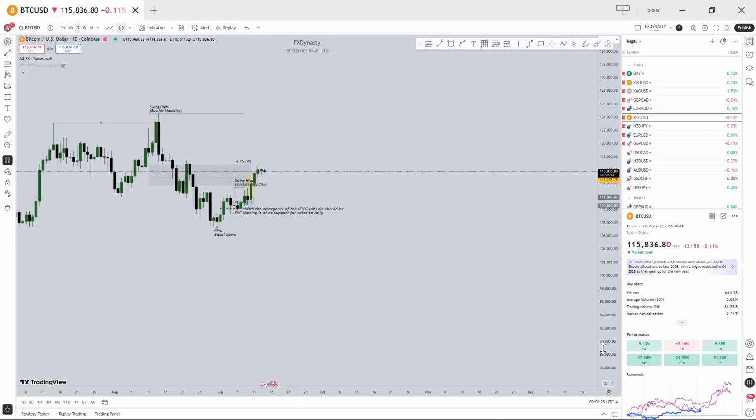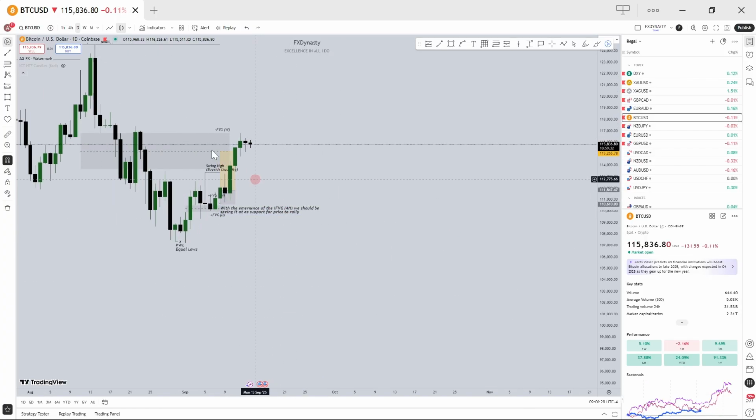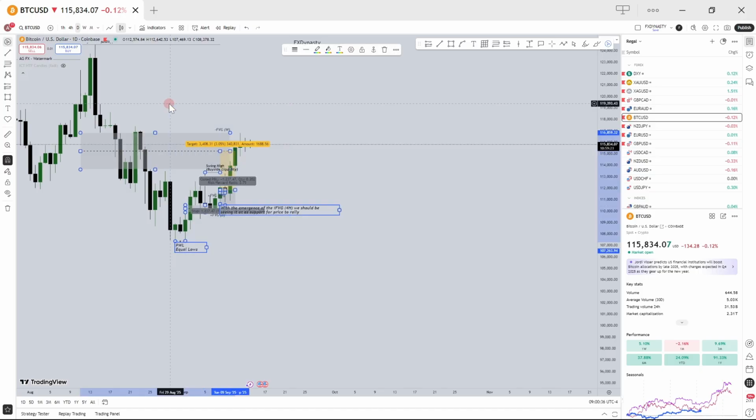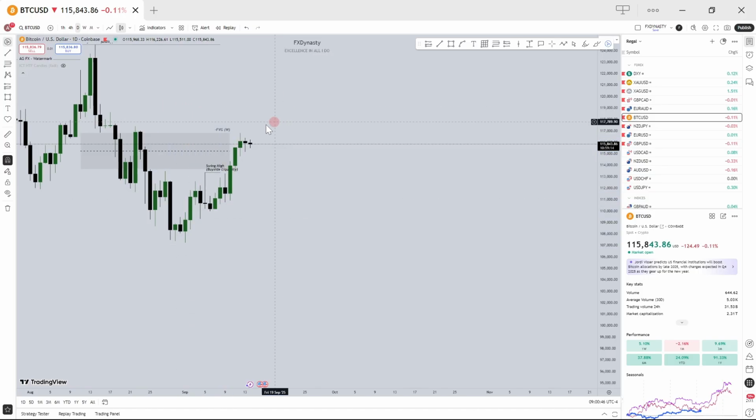On the daily, you can see the trades I took towards this fair value gap. I'm out of the trade already, so let me just delete all of this. Either we get that retracement or continuation to the downside, or we'll get that impulsive movement to the upside. For gold, for BTC, there is not too much to look at.